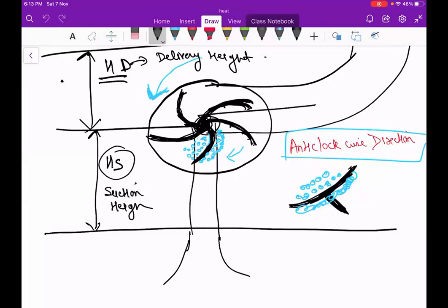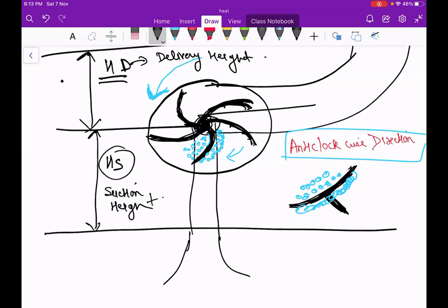Numericals you can see in the fluid mechanics subject. So basically now you have seen that there is a suction height and a delivery height. Now the pump is moving.